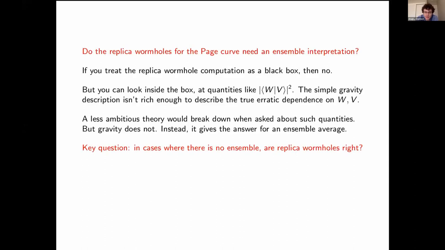So here's a key question that I think we need to think about. In cases where there's no ensemble, so in the bulk dual to N=4 super Yang-Mills theory, are replica wormholes right?